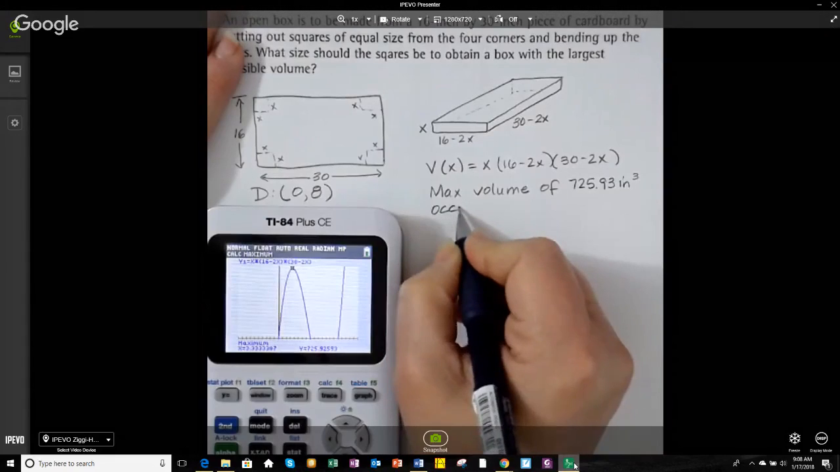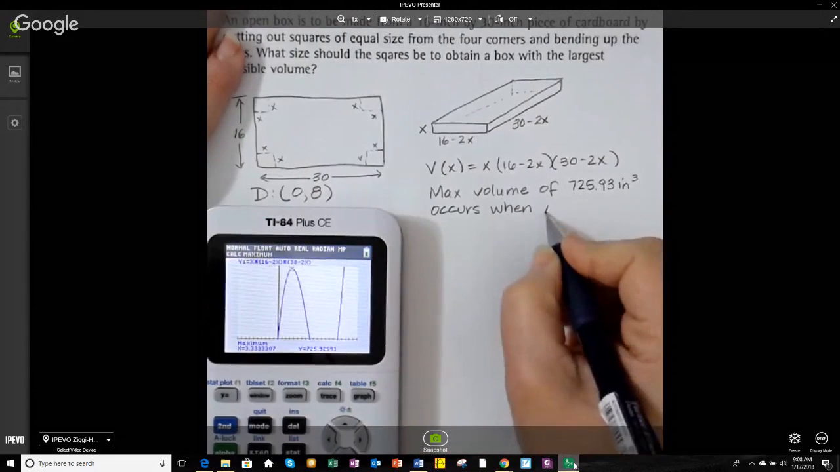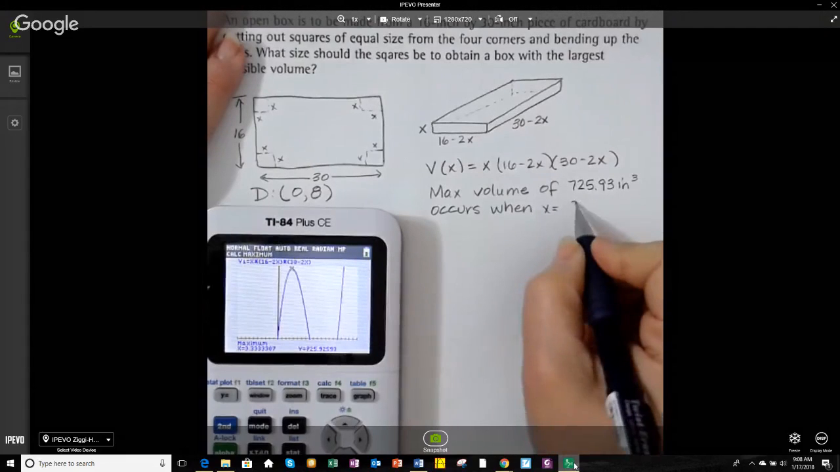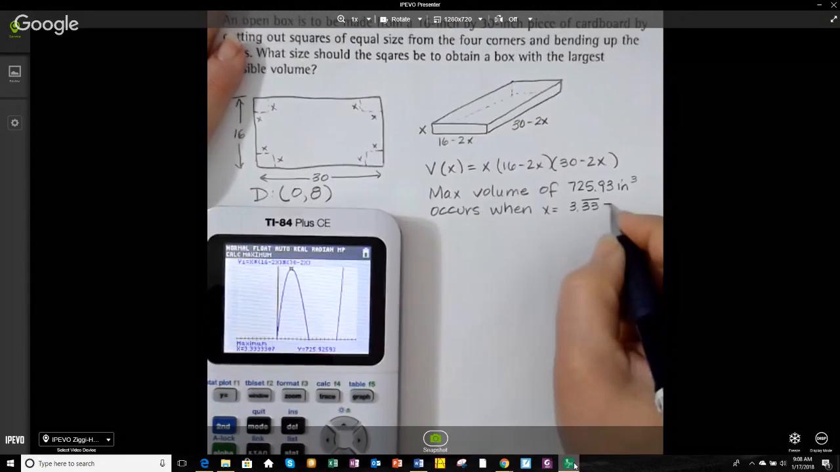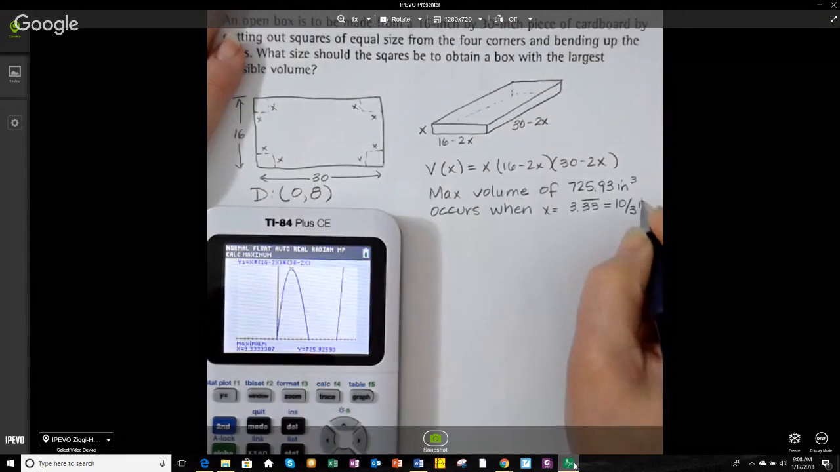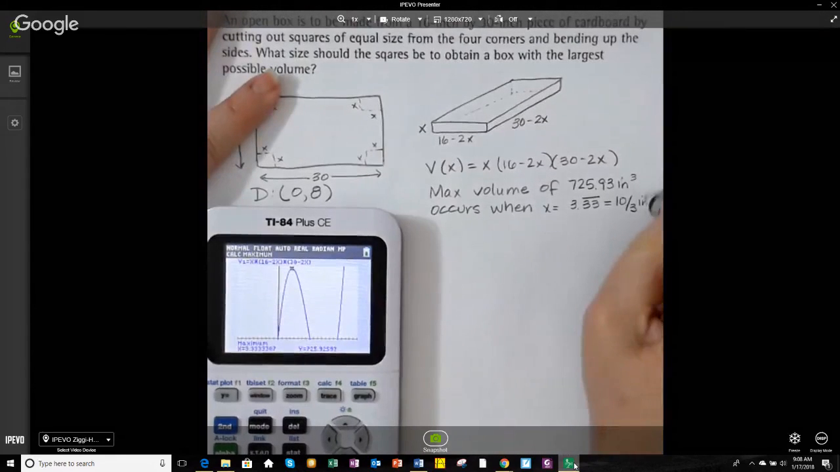occurs when x equals 3.33 repeating, which is actually the same as 10/3, because that's 3 1/3. Not inches cubed, I'm sorry, that's just inches.